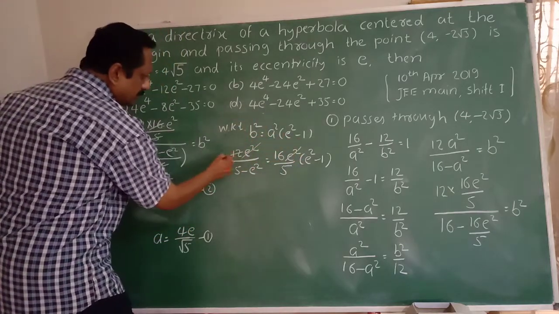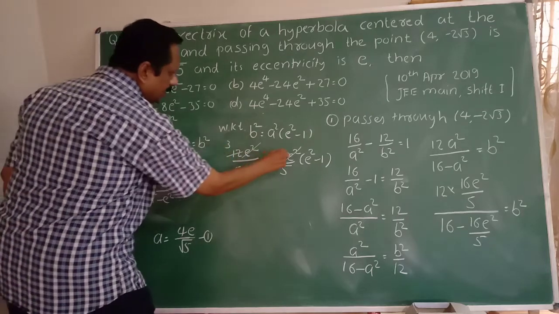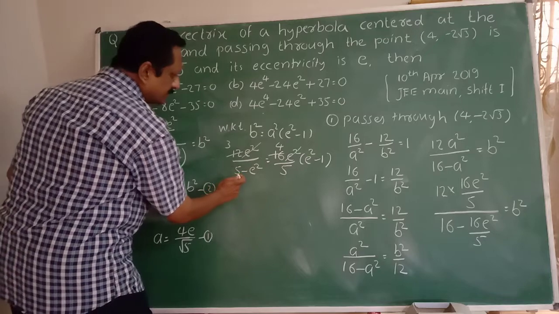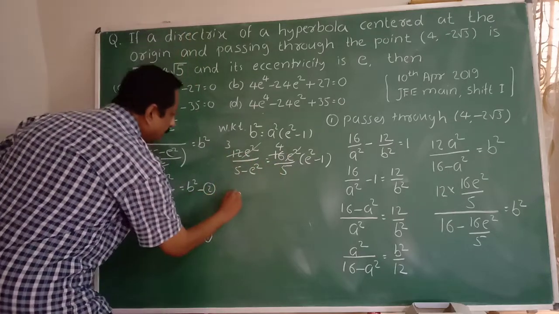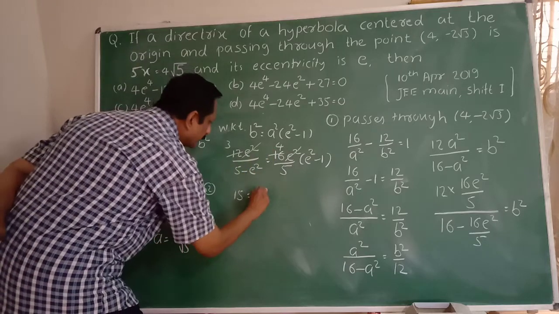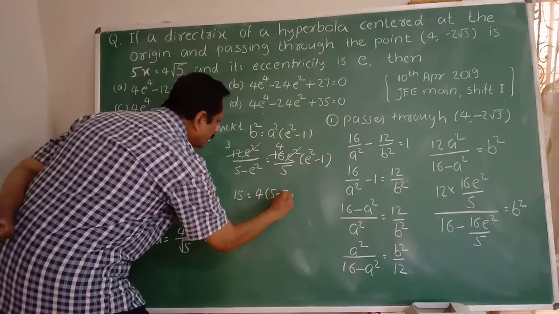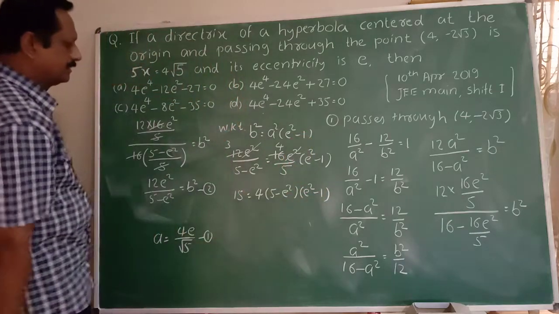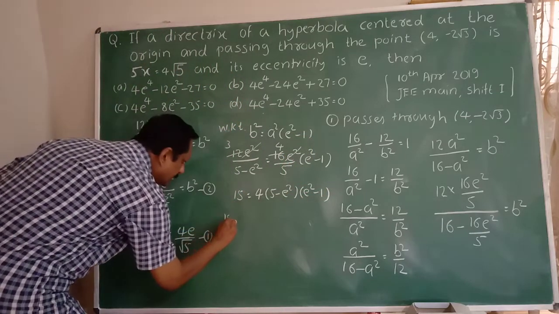Then 4 3s are 12 cancels. 4 3s are 12 and 4 4s are 16 cancels here. Take 5 to this side, 5 minus e square on that side here. 5 3s are 15. 15 is equal to 4 into 5 minus e square into e square minus 1 here. Therefore write 15 as it is here.